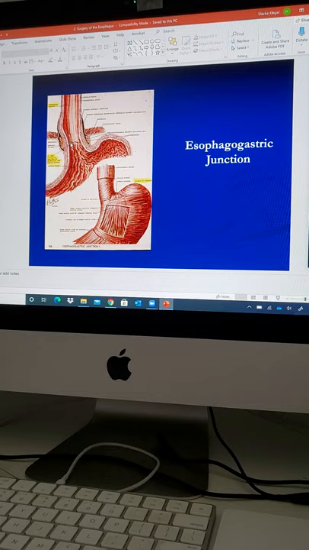Esophageal junction, right? And that's the Z line. Remember that Z line here? And it's a change of the mucosa here. You can see it, it's lighter here and it's very dark in the stomach. So that's the line which is supposed to be where? Where is that sitting, guys? Here is your diaphragm. So it's sitting below the diaphragm, and that's the cardia sphincter in that area.